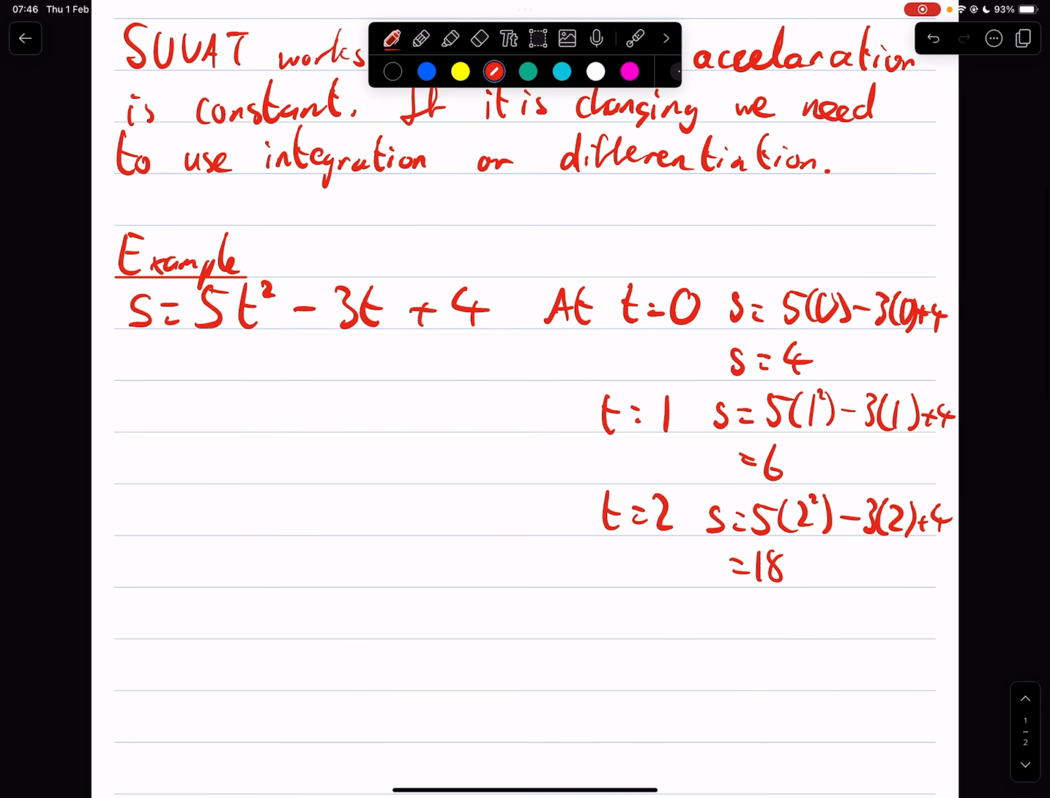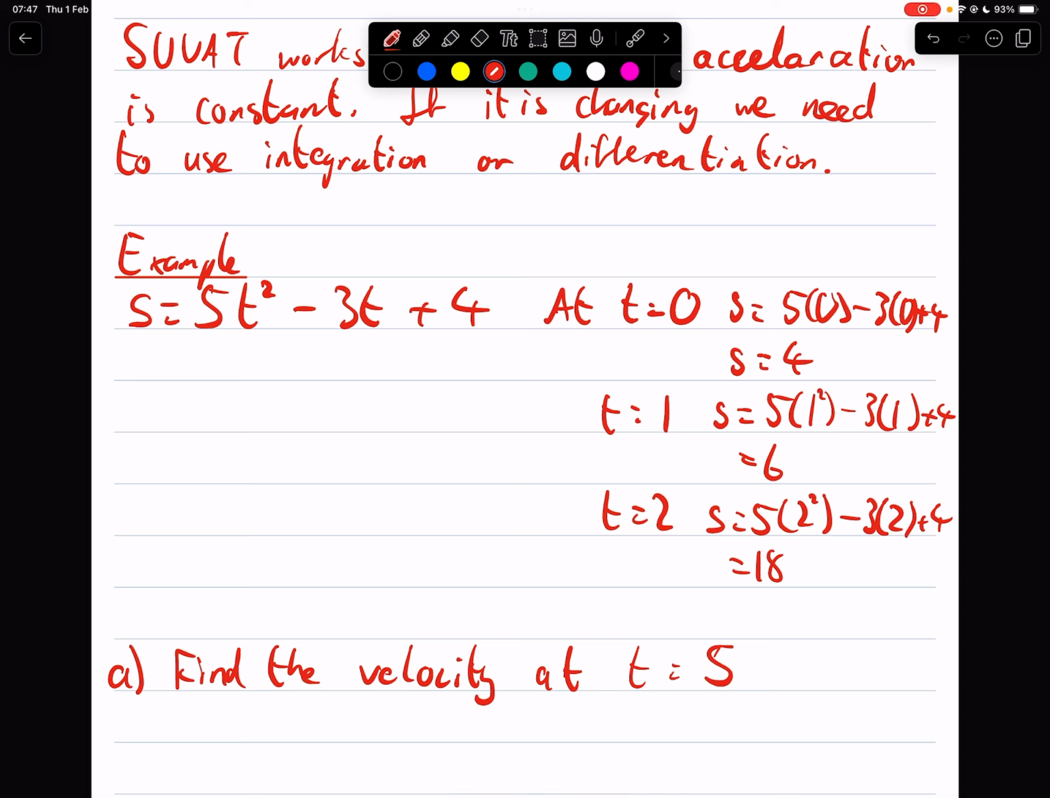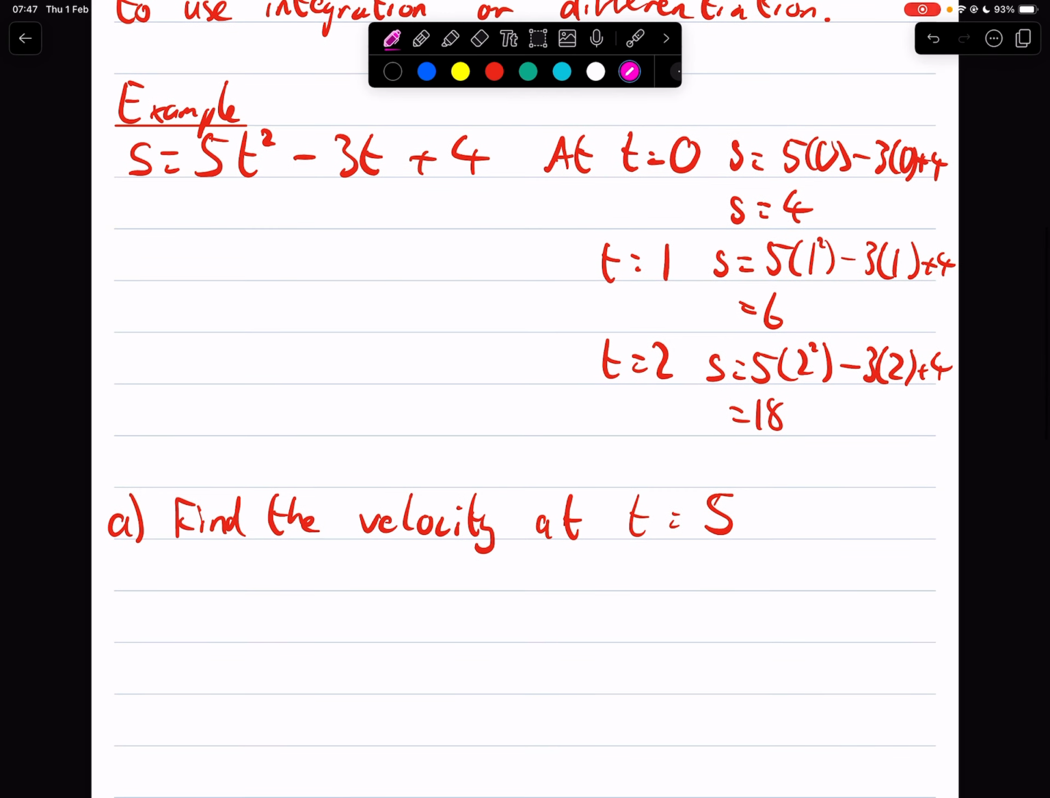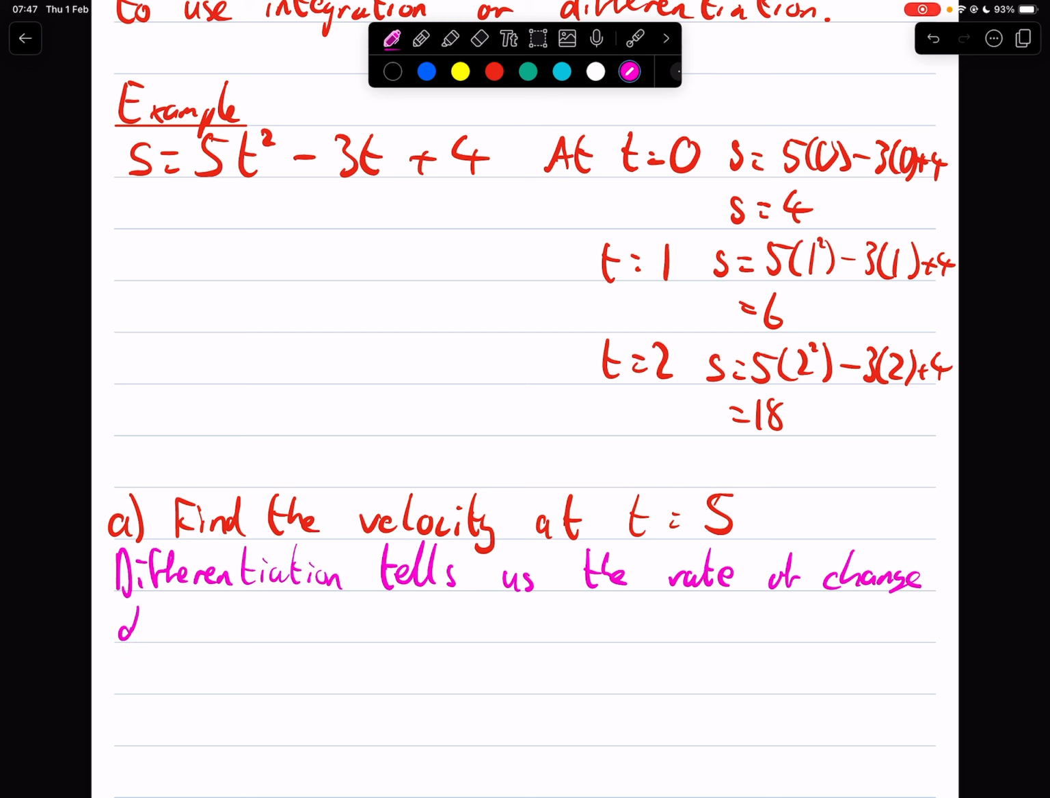They could say, okay, find the velocity of this particle at t equals, let's go 5. So the reason differentiation is useful is it tells us how quickly something is changing. So differentiation tells us the rate of change of a variable.